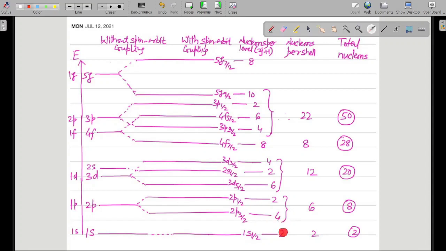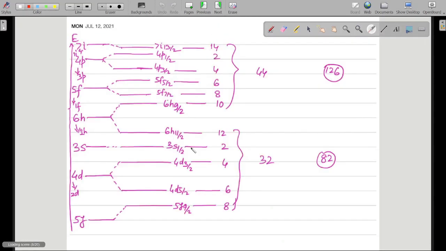Whenever there is a very high energy gap, the shell changes. This is the first shell, so it has 2 nucleons. Then this is the second shell, these two together form the second shell. These 3 together form the third shell. These alone form the fourth shell. These all together form the fifth shell. Then these all together form the sixth shell. These all together form the seventh shell.